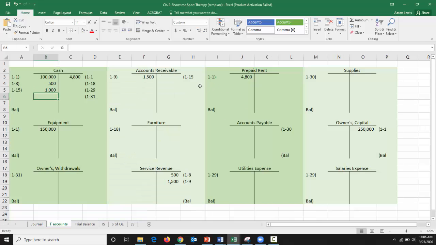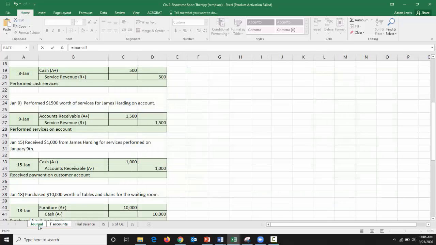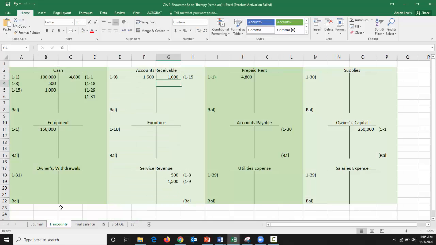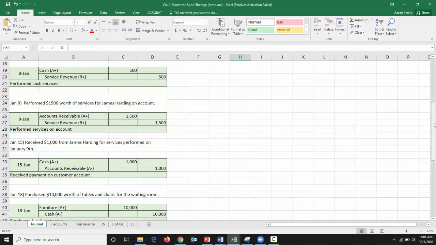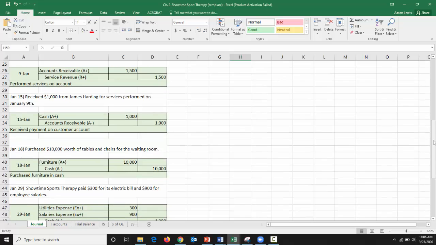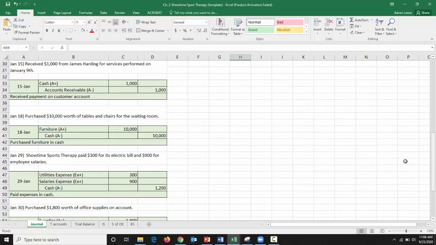And let's put that $1,000 credit, which is the right hand side, to accounts receivable into our T account. Next up, we purchased $10,000 worth of tables and chairs for the waiting room, and in this entry we debited furniture for $10,000, we credited cash for $10,000. Let's bring that debit and that credit over to our T's.